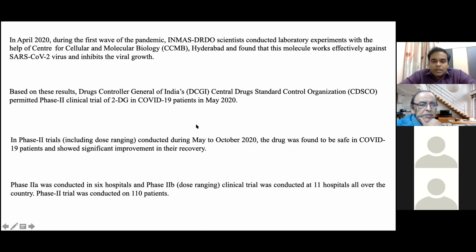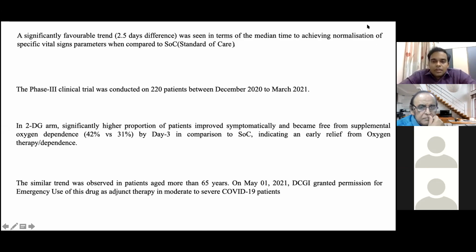Then they came up with a very big difference. I don't know whether this is a statistical difference or is it clinically relevant. If you are able to give a difference of 2.5 days, does it really matter to patients or doctors? I'm not very sure. But based on this, it was encouraging nonetheless. So they conducted a bigger trial, a phase 3 trial, on 220 patients from December to March. They compared with supplemental oxygen, and they found about 11% advantage and early relief from oxygen dependence.